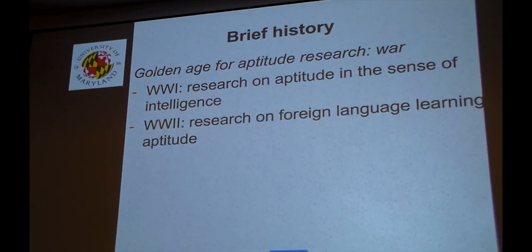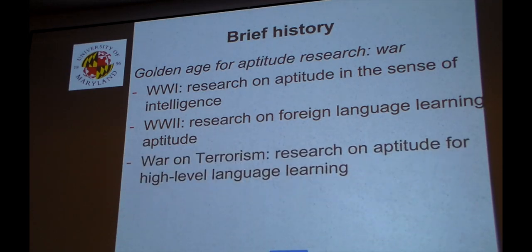World War II, that's when research on foreign language learning really took off, because hundreds of thousands of people were sent all over the globe and had to be able to communicate in minimal ways with the natives. And that was in minimal ways. The first line in the textbook for Dutch that was developed at the time was, where are the landmines? You can see where they were coming from. And then some people these days talk about the war on terrorism. I won't call it World War III, even though some people seem to look at it that way.